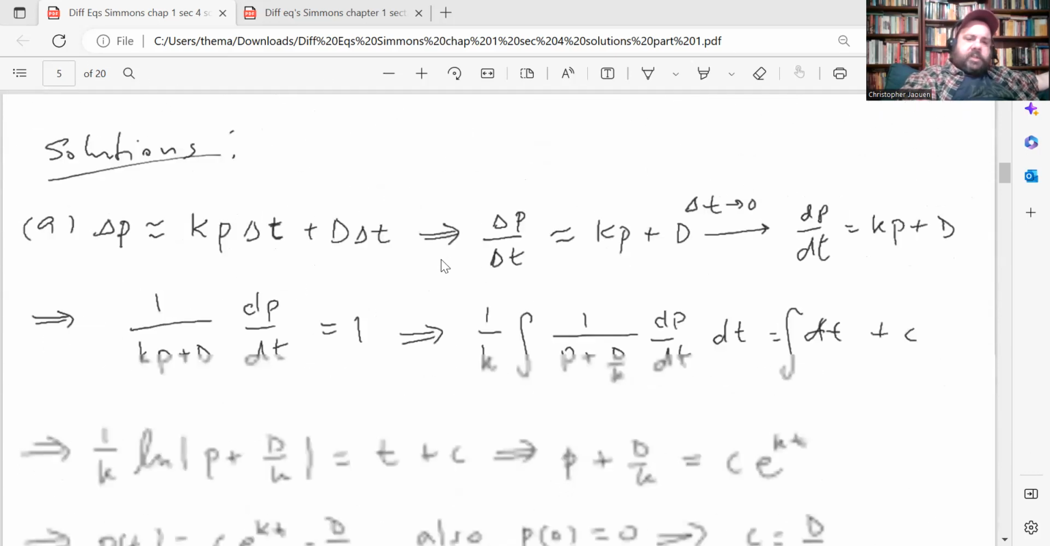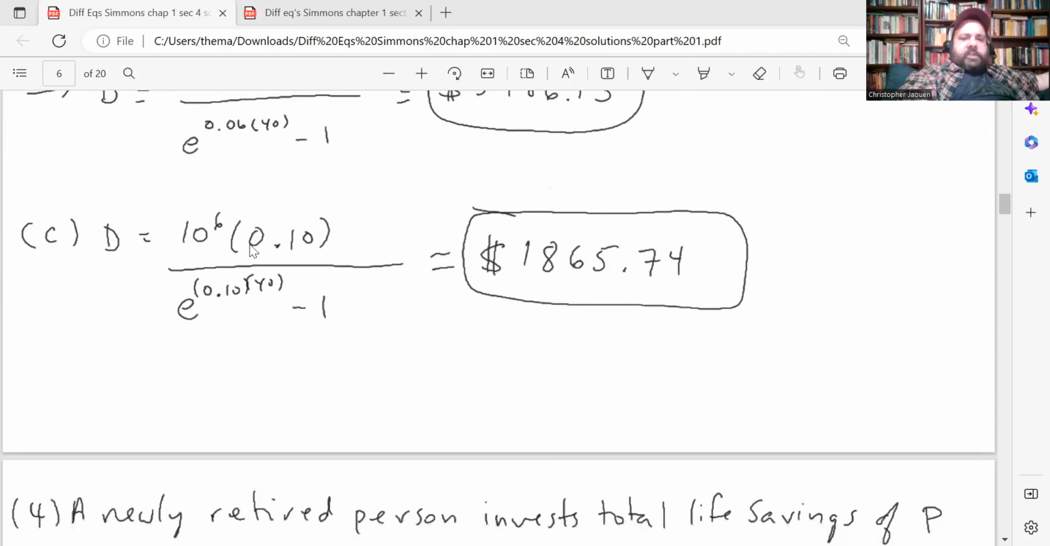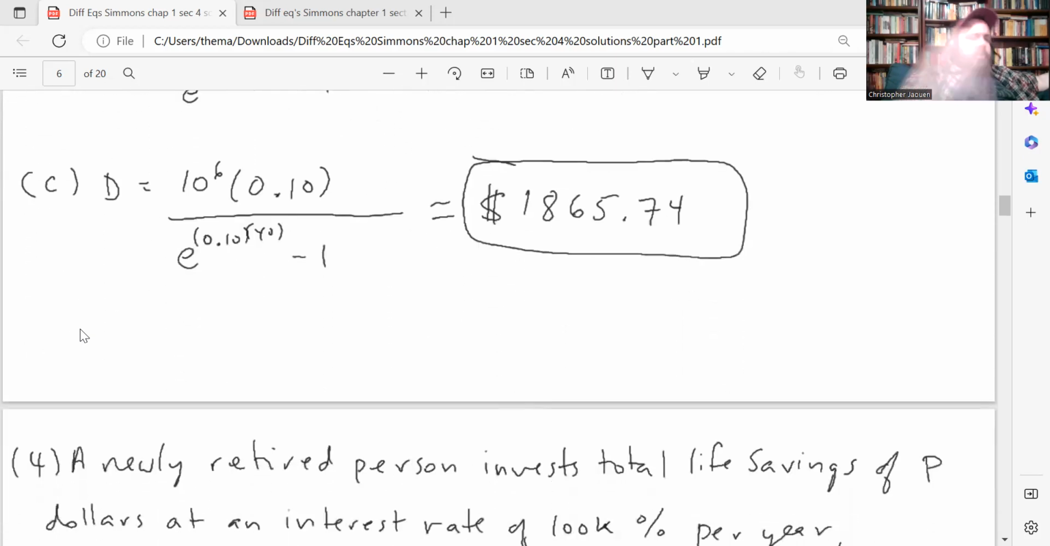Okay, so that's part C. Going down here, again, we could solve for D in that case just by replacing the 6% with the 10%, which in decimal is 0.1, and just solving for D again. You get this number here, $1,865.74. Okay, so that's the answer to question 3.